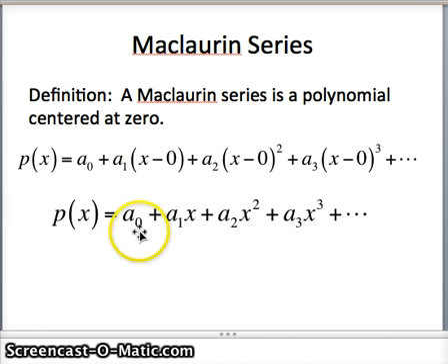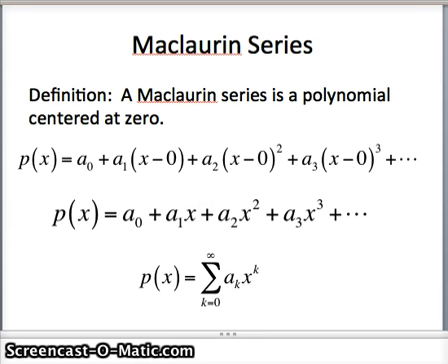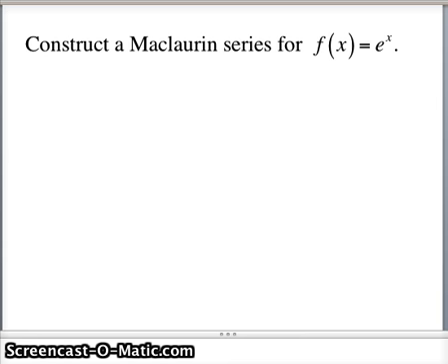So a Maclaurin series is of the form a0 plus a1x plus a2x squared plus a3x cubed, etc. And then we can write it this way in terms of summation notation. The sum as k goes from 0 to infinity of a sub k x to the k. a sub 0 x to the 0, which is 1 of course, so a0, a sub 1 x to the 1 plus a sub 2 x to the 2, etc. So that's our general form of a Maclaurin series, and we use the term Maclaurin if it is centered at 0. So we want to construct a Maclaurin series for f of x equals e to the x.